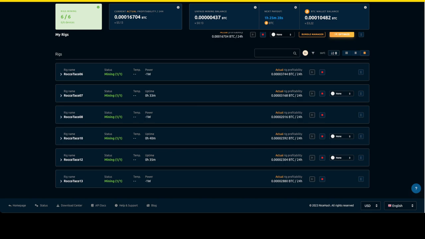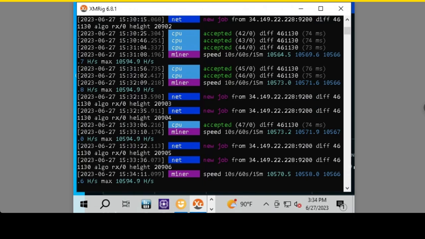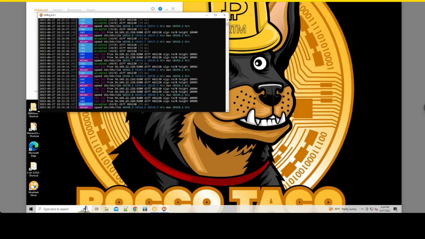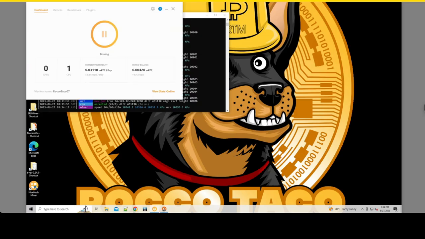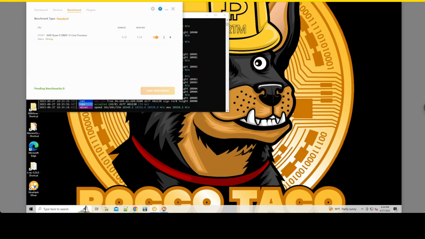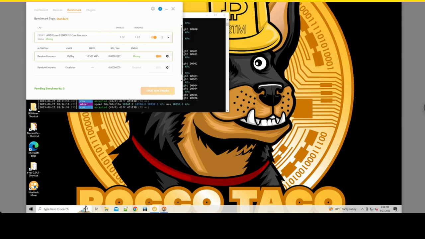So let me see here. Let me show you that. Let's go to one of these rigs. Let's go to a rig we can read. There we go. Benchmark. Mining. Let's expand that. And you can see I'm running RandomX Monero as the algorithm.